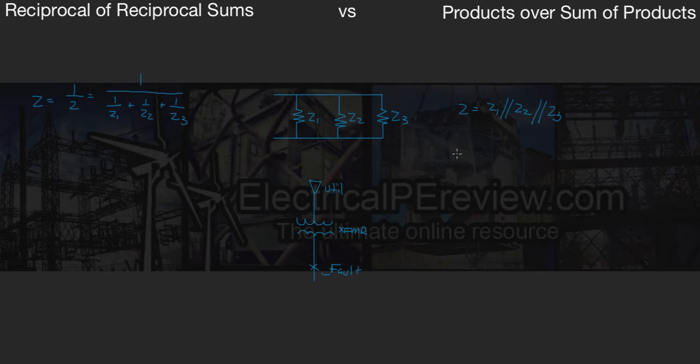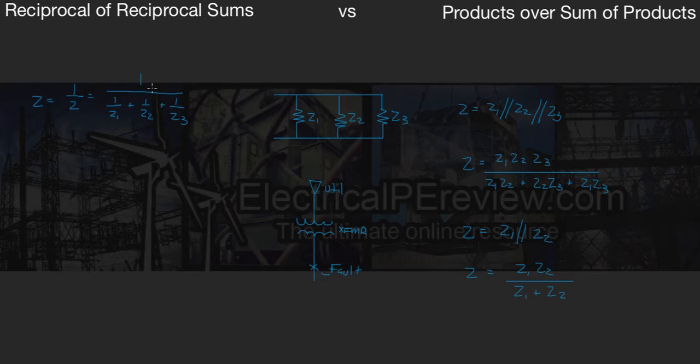Here's what products over sum of products looks like. On the top, you've got every term multiplying together as a product. And on the bottom, you've got the sum of the individual products of all three. So here's Z1Z2 plus Z2Z3 plus Z1Z3. Now, say if we only had two resistors, Z1 and Z2, it's a lot easier and quicker to do. Z would equal Z1 in parallel with Z2, and since we only have two terms, it would simply be Z1 times Z2 over Z1 plus Z2.